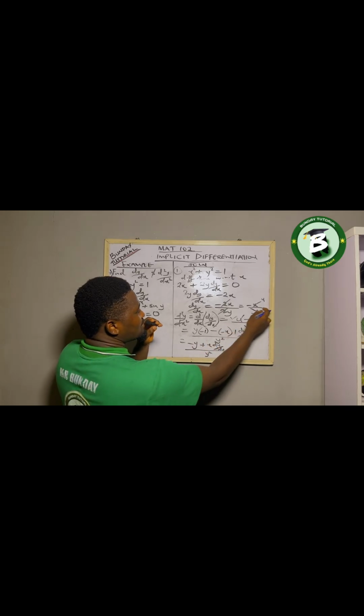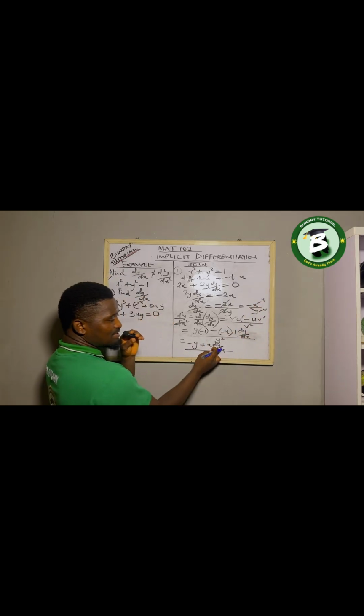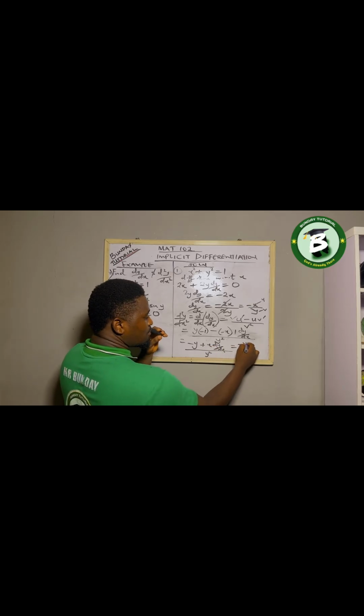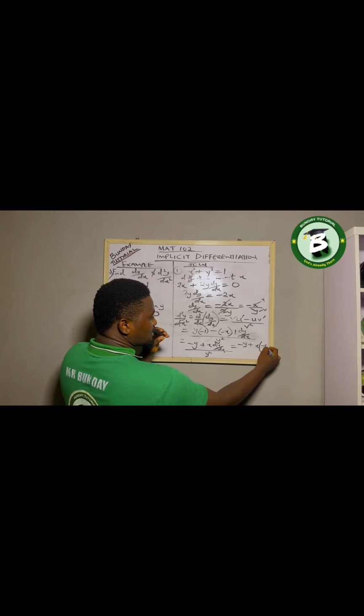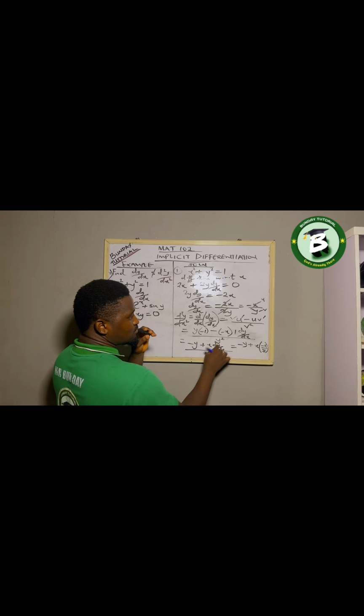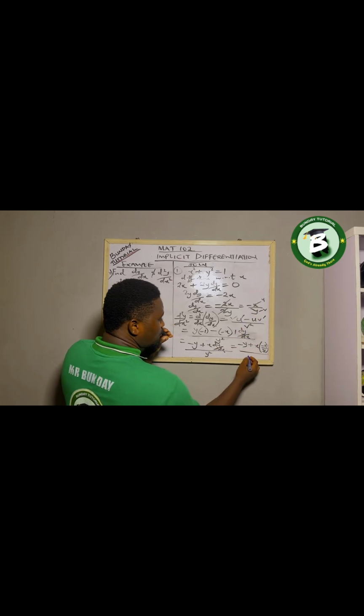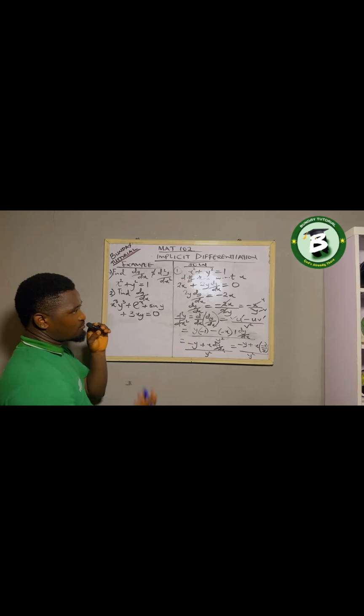So what is dy dx? Can you see it here? You now bring it here straight away. So this will become minus y plus x into what? Minus x over y, because dy dx is minus x over y. Then all over what? y squared. This is how to solve questions like this.